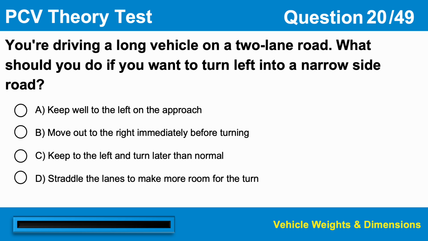Question 20. You're driving a long vehicle on a 2-lane road. What should you do if you want to turn left into a narrow side road? A. Keep well to the left on the approach. B. Move out to the right immediately before turning. C. Keep to the left and turn later than normal. D. Straddle the lanes to make more room for the turn.